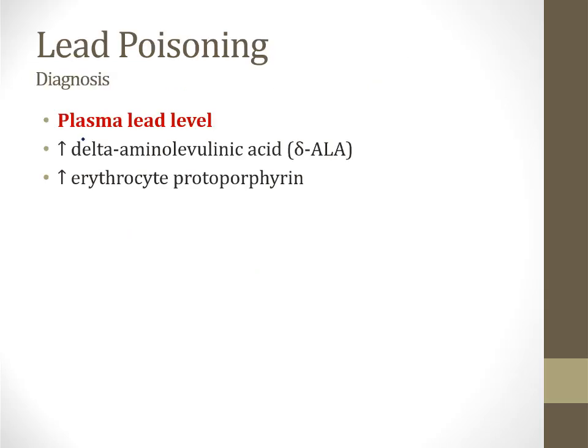The diagnosis of lead poisoning is made by measuring the plasma lead level, which will be elevated. In addition, however, there are two intermediates in the synthesis of heme that can be elevated, and you should know these for Step 1. The first one is the level of ALA can be increased, and the second one is the erythrocyte protoporphyrin level can be increased. And we talked about measuring this earlier. This can be elevated in iron deficiency.